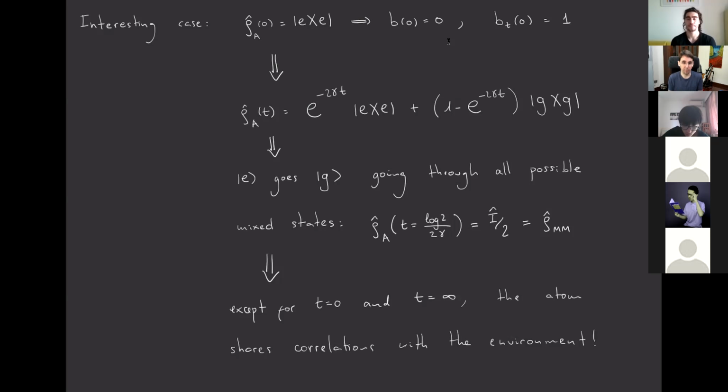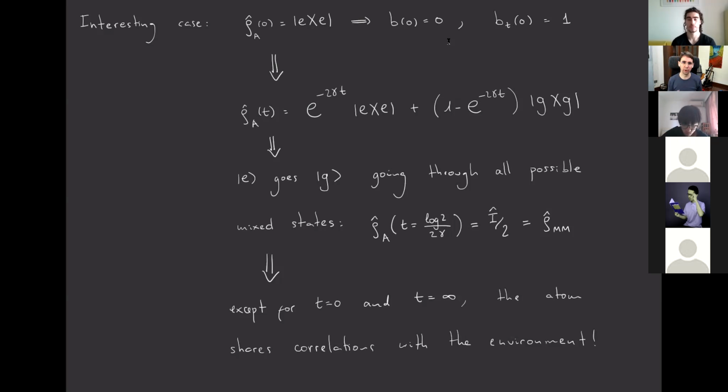So, because it's in a mixed state, right? We start from a pure state, we go through mixed states, and this means that the information needs to be somewhere else, which is in the environment. So this means that it's sharing correlations with the environment. And which kind of correlation?